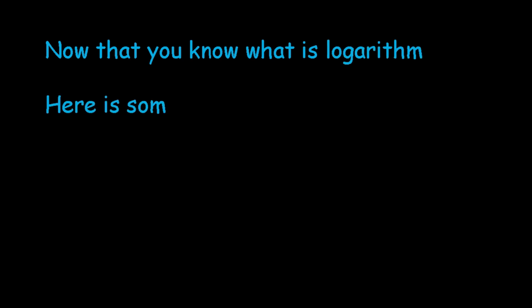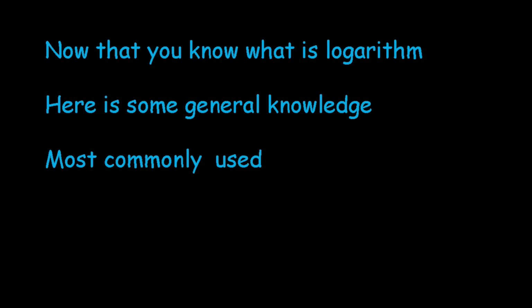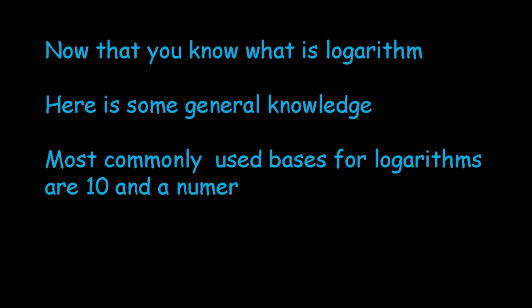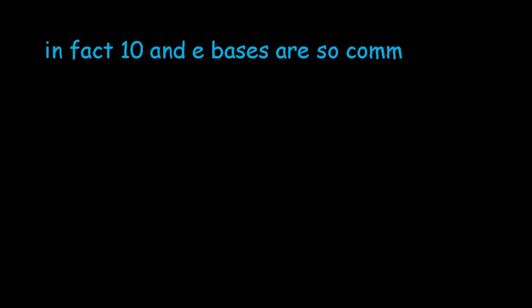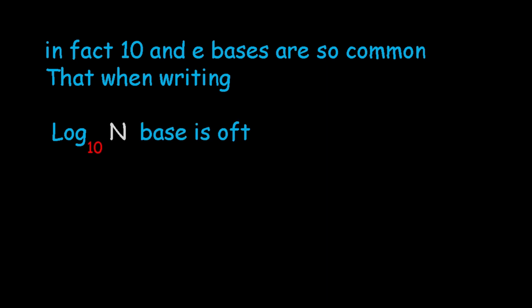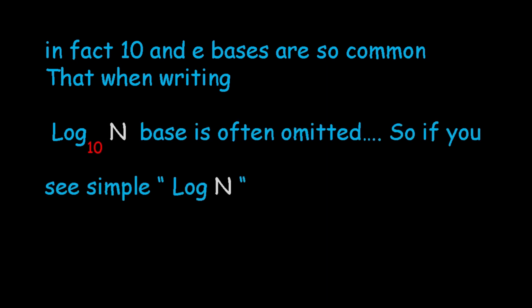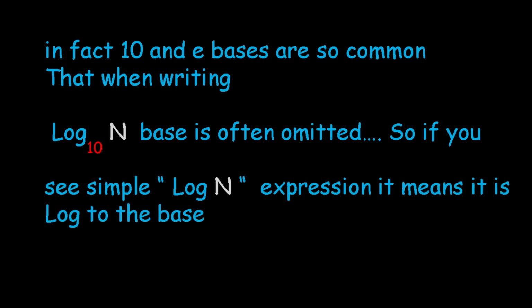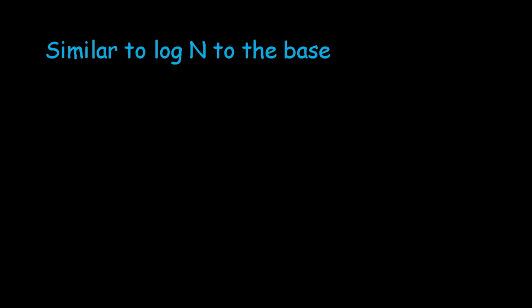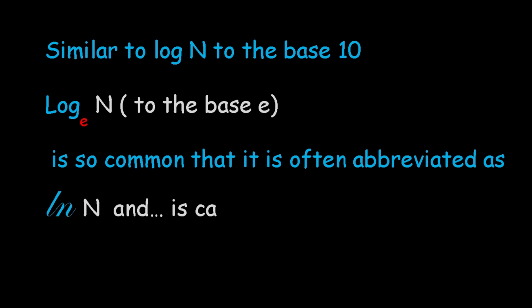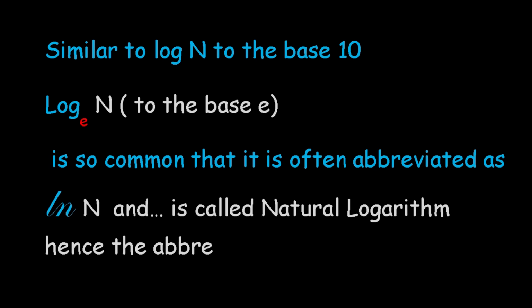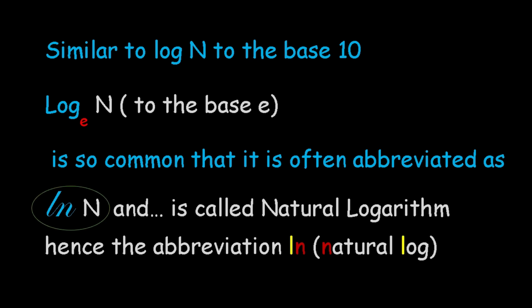Now that you know what a logarithm is, here is some general knowledge. The most commonly used bases for logarithms are 10 and a numeric constant e, also known as Euler's number. In fact, 10 and e bases are so common that when writing log of n to the base 10, the base is often omitted. So if you see a simple log of n expression, it means log to the base 10. Similarly, log of n to the base e is so common that it is often abbreviated as ln of n, where ln means natural logarithm.